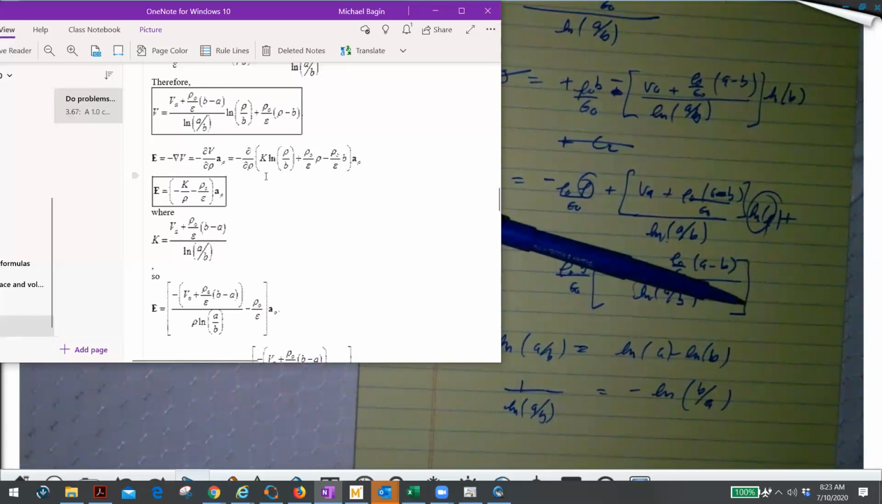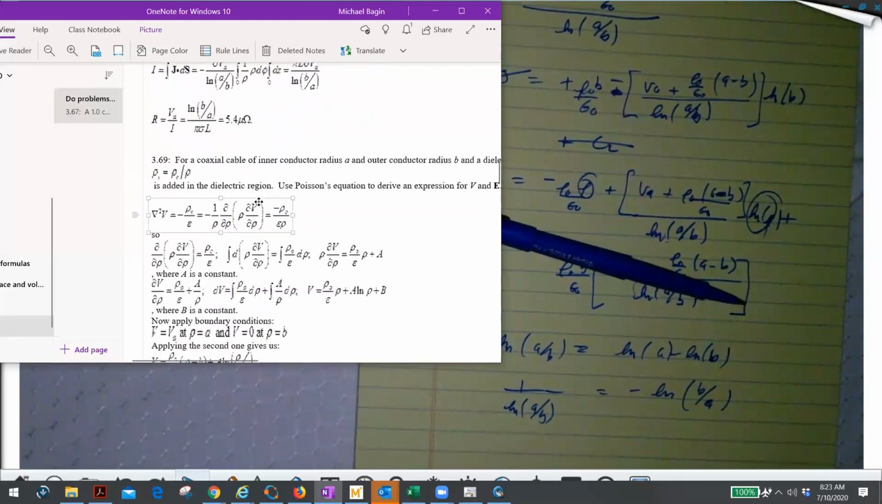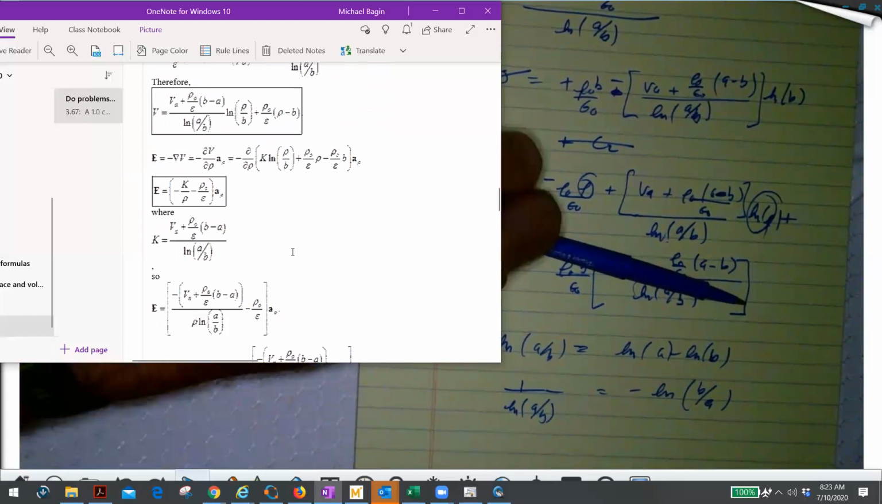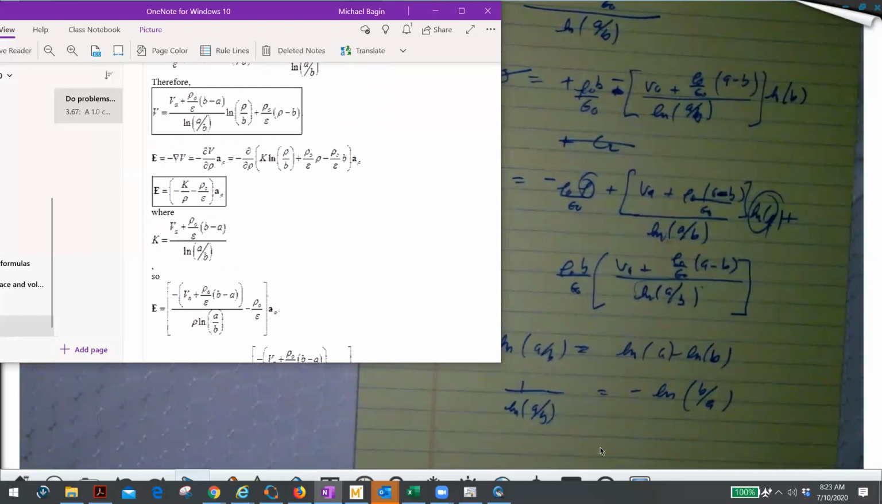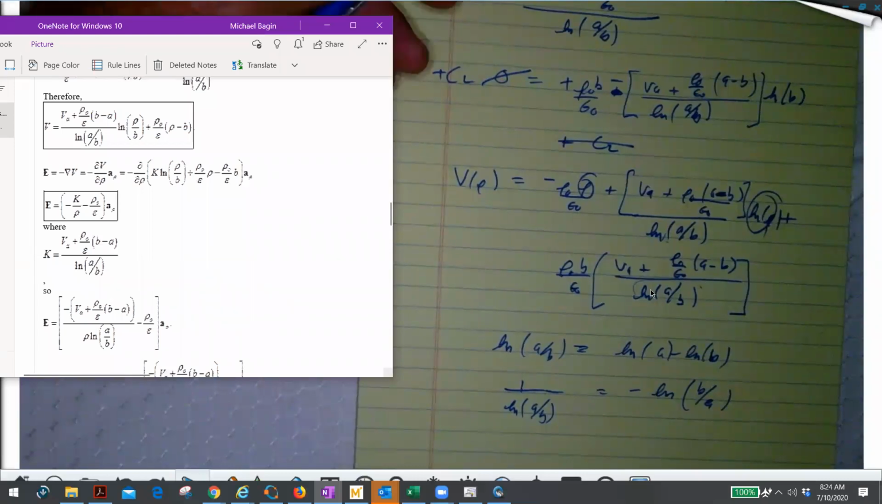Oh, did he want the E field? Is that what he really wanted in this problem? He wanted the voltage and the E field, and then the surface charge density, on both of the surfaces. I'll tell you, for the E field, when you look at the final form of the equation, this is the form of the equation right here.